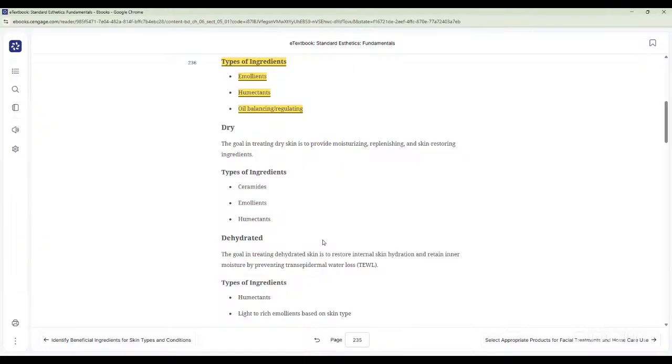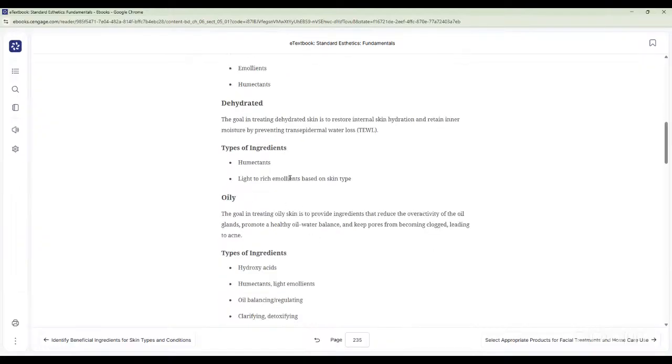Dehydrated skin, a lot of time we look at dehydrated skin and people don't know what it is, but dehydrated skin is a lack of water. Okay. Dry skin could be a lack of moisture, but dehydrated skin is lack of water. A lot of times you tell your clients, what is your water intake? Increase your water intake, reduce your sugar intake. Okay. That's personally for their diet.